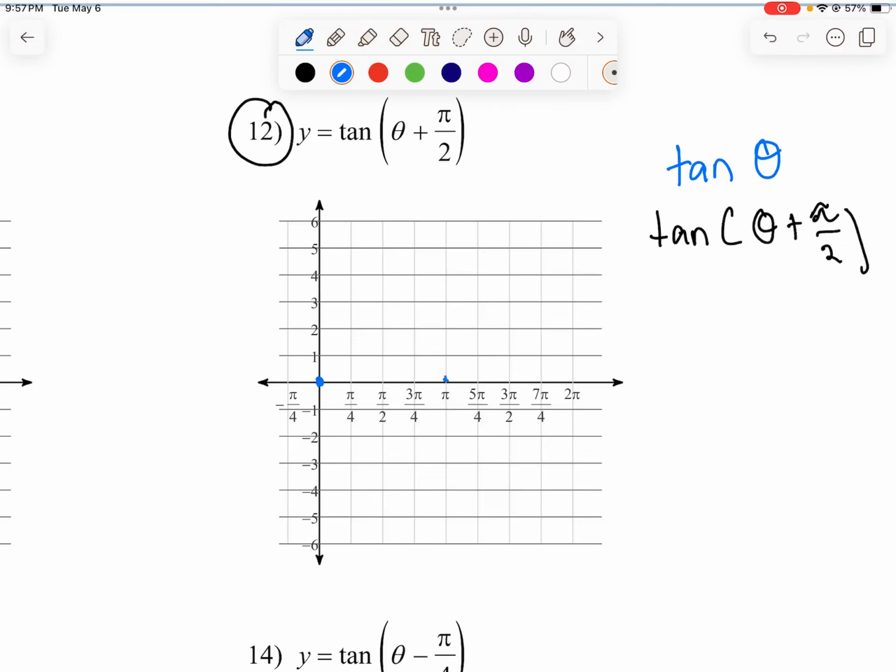So, we're going to take our original and put points here, because it repeats. So we're going to have something like that. Now when you have plus pi over 2, you just need to shift it over pi over 2. If you add pi over 2 to 0, you just get pi over 2. Add pi over 2 to pi, we'll get 3 pi over 2.